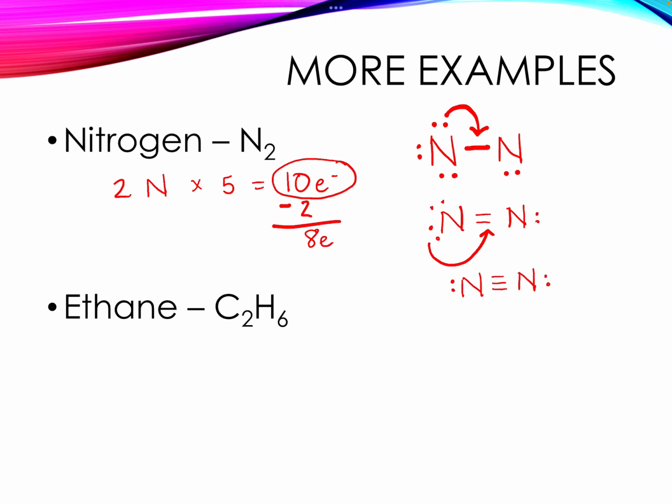Okay, so again, make sure you're not using more electrons than you're allowed in your structure, and if you ever run out before all of the atoms have an octet, just start making double bonds and triple bonds to get them there. All right, this is our last one.